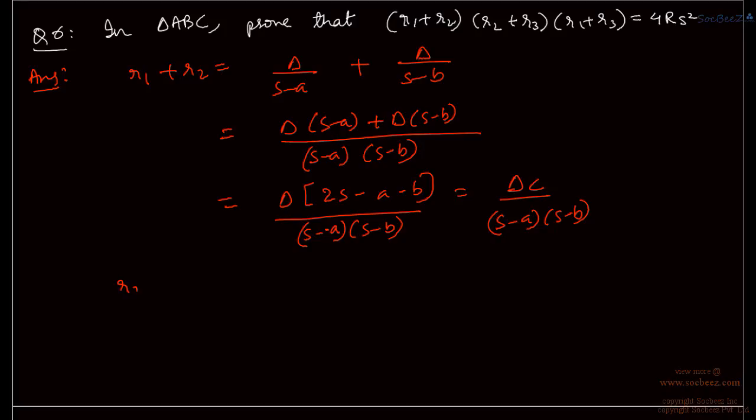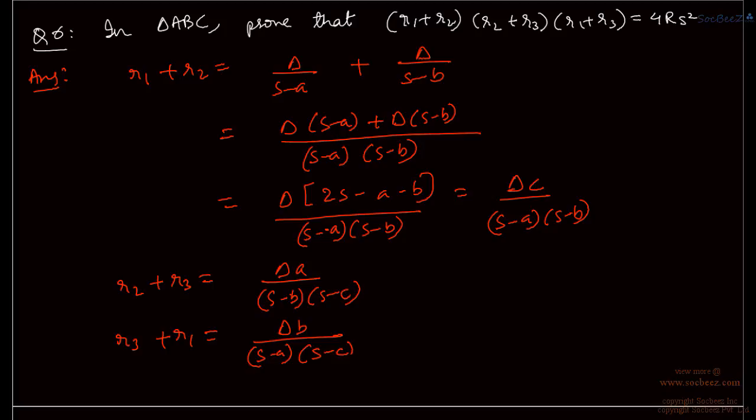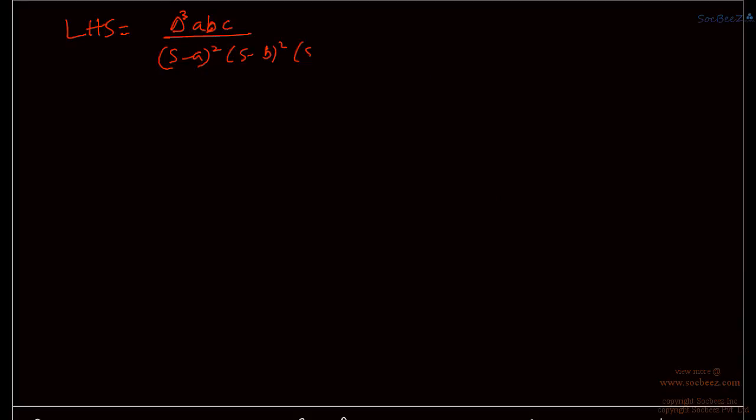Similarly, the other ones can be written as, now we see that it just depends on C in the numerator. So R2 plus R3 will be delta A by (S minus B)(S minus C). R3 plus R1 is delta B by (S minus A)(S minus C). Hence the LHS is delta cube ABC by (S minus A) square, (S minus B) square, (S minus C) square.